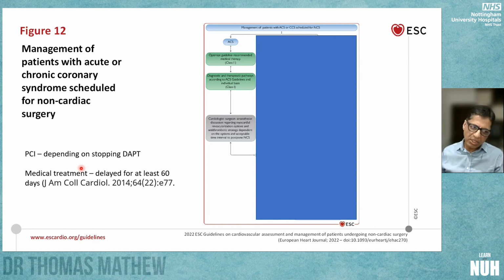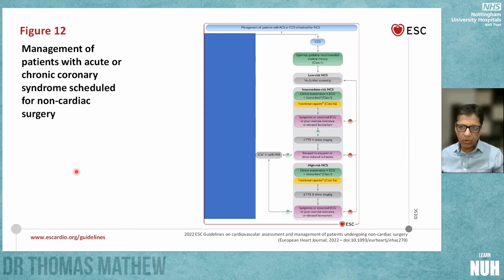If the patient did not have an intervention or an angiogram at the time of index event, non-cardiac surgery should be delayed for at least 60 days where there is a high risk of cardiovascular complications. After 60 days, it then falls on to the chronic coronary syndrome group. So that is the algorithm that you should follow.